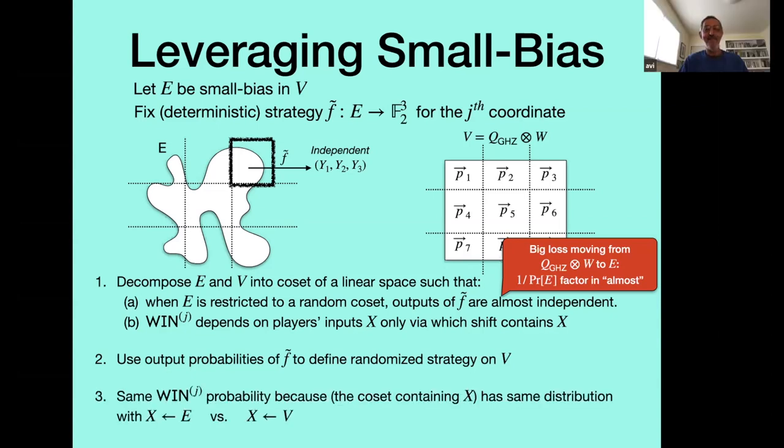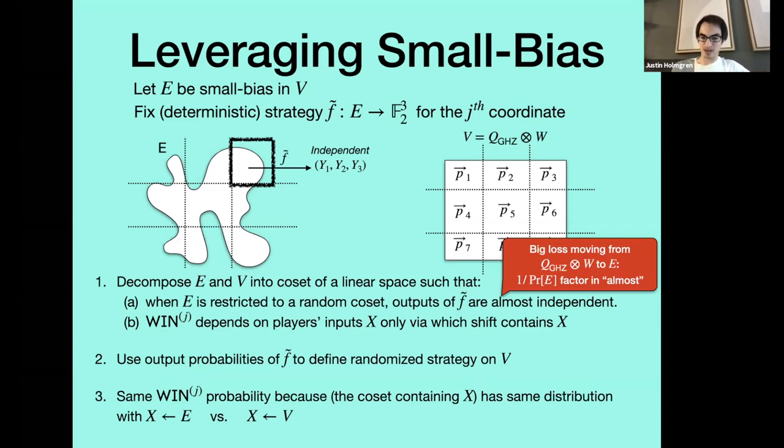Okay. So, sorry. Anyways, in order to say that this new strategy that we've defined on the linear event has the same success probability as this strategy we were given on the conditional distribution, the last thing that we need is this. We've defined things so that within each component the strategy on the linear space has similar output distribution, but we also need to make sure that if we look at which part we're in, that is the same in the conditional distribution and in the full linear space, and that is just where the small bias comes in.